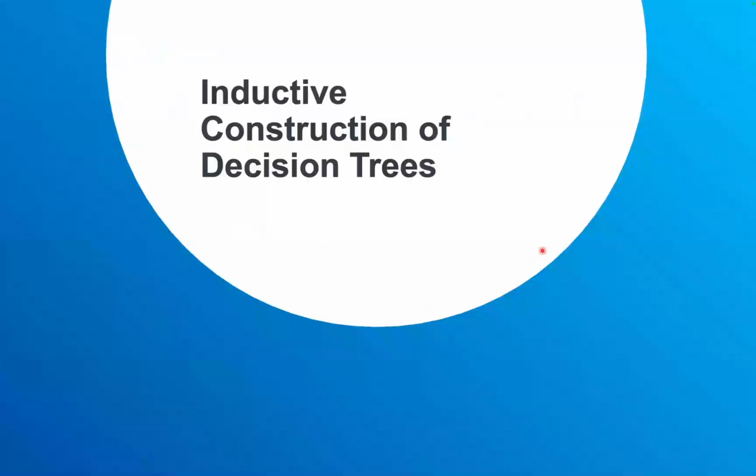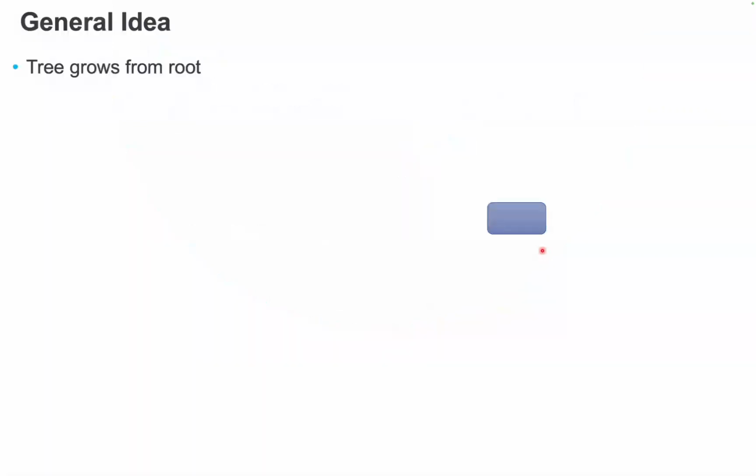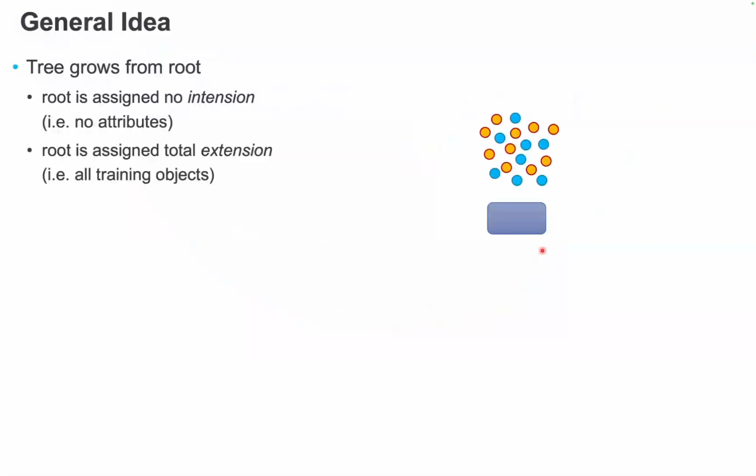So I start with the first decision. Based on this first decision, I do a second decision, and so on and so forth, until I hit some stopping criterion. What is the general idea? The general idea is that I grow my tree from the root. So I have a root node, which is unlabeled. Initially, this root has no intention. That means it doesn't have any attributes assigned yet. And the root is assigned all the objects from my training data. Or instead of all training objects, I could also say the total extension.